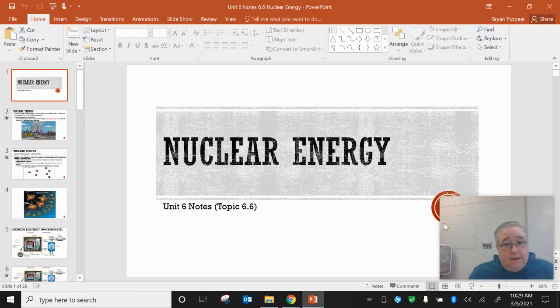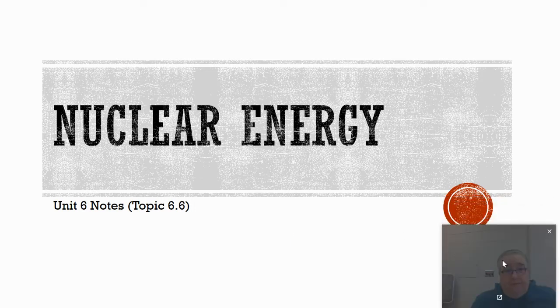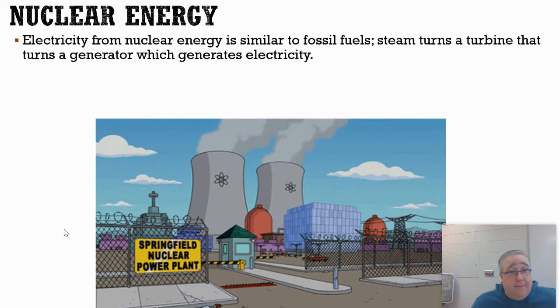Okay, AP Environmental. Today we're going to be discussing topic 6.6 out of Unit 6, and this topic is on nuclear energy. So we've been talking a lot about how we generate electricity using fossil fuels, using coal, natural gas. Today we're going to be talking about how we can generate energy from nuclear power. And basically, whenever we're referencing nuclear energy, we are talking about producing electricity from nuclear energy.